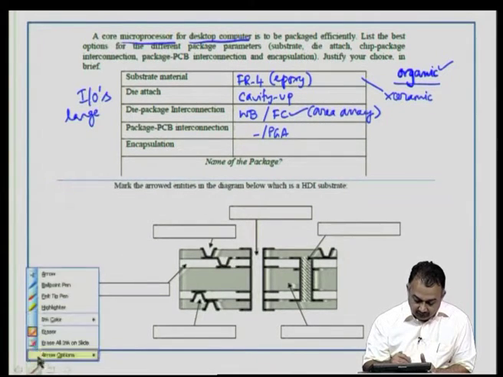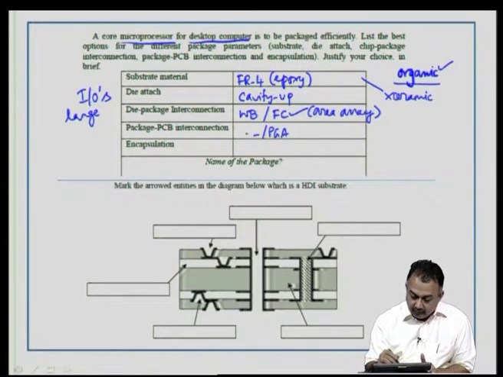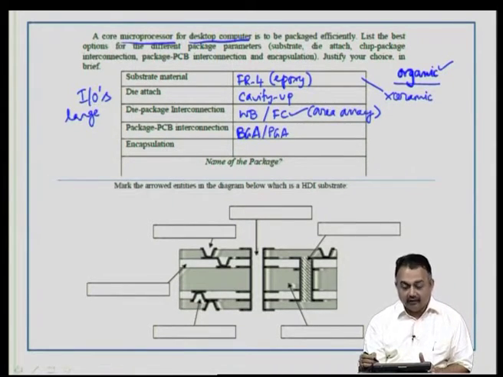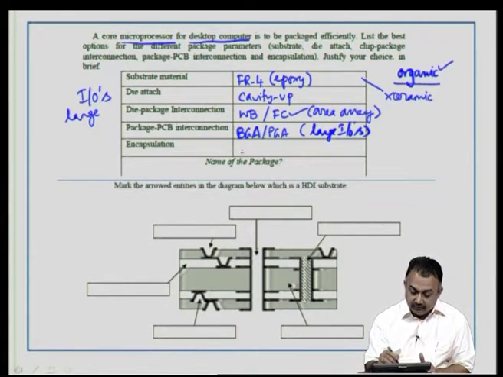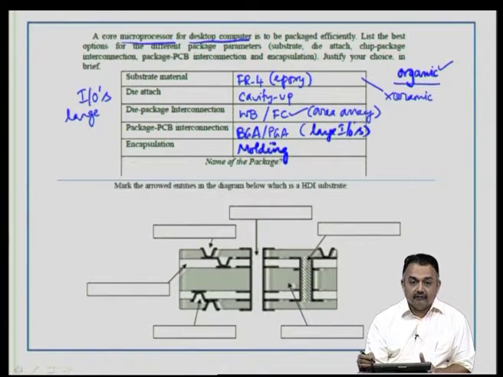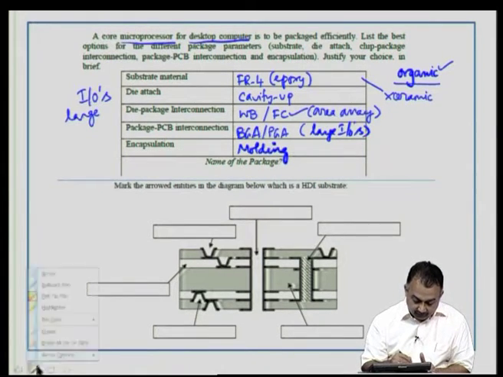So, you can use a BGA or a PGA, because both of them will give you a large number of IOs. Okay. So, the encapsulation could be by means of molding. You do not want to do chip on board kind of glob top, it will be a regular molding process that you will be doing.